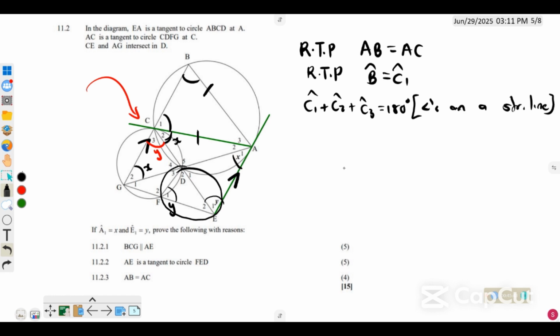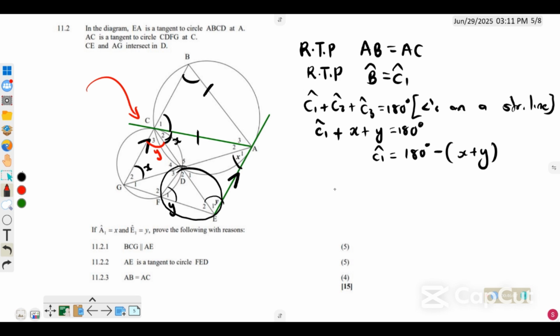And we do have C2 and C3. So we are looking for C1. C1 plus C2, which is X, plus C3, which is Y, gives us 180 degrees, which means angle C1 is equal to 180 degrees minus, in brackets, X plus Y. When you transpose both of them, you get that.